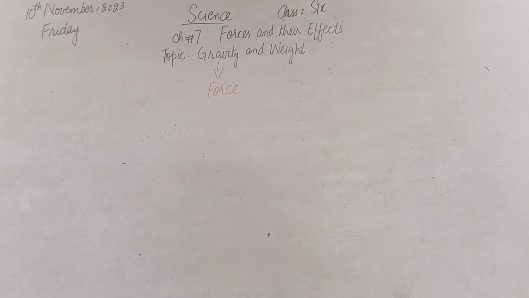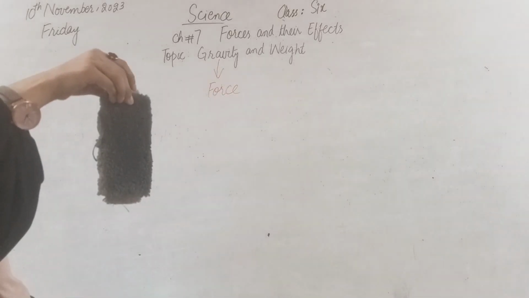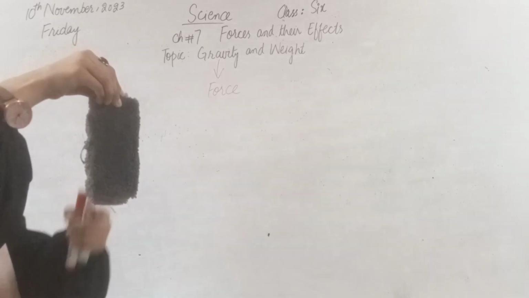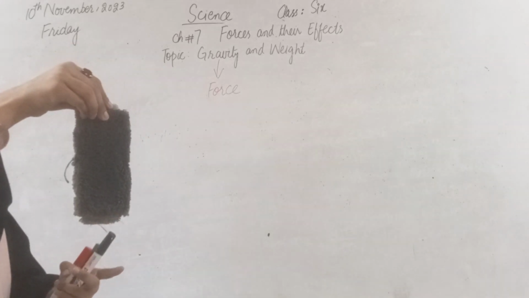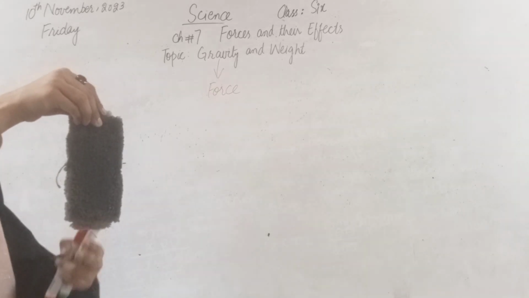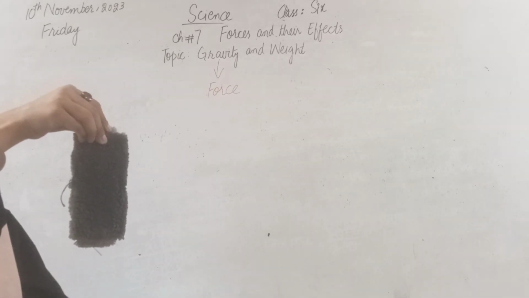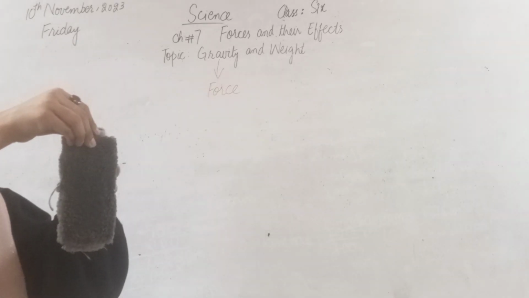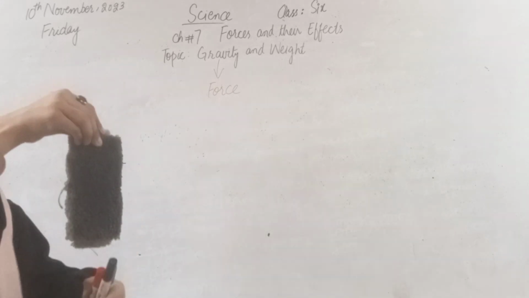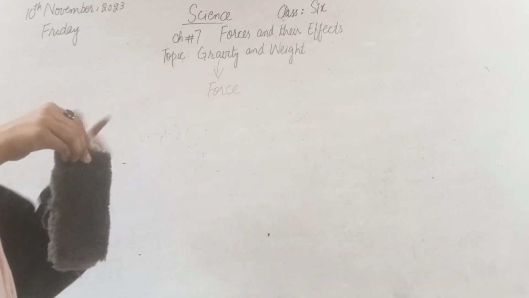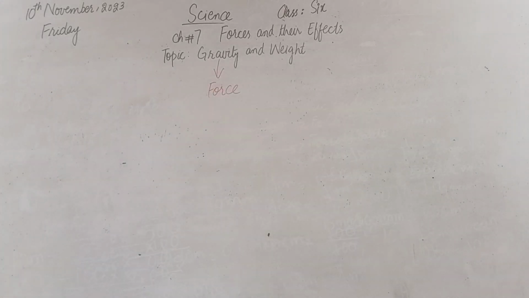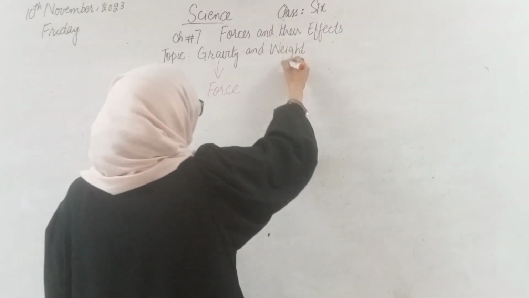For example, when I hold the duster, it moves in the downward direction. It is going downward only because of gravity. As gravity acts between the earth and the object, it moves in the downward direction. You know that. And one thing more, that is weight. Weight is a measure of heaviness of something.